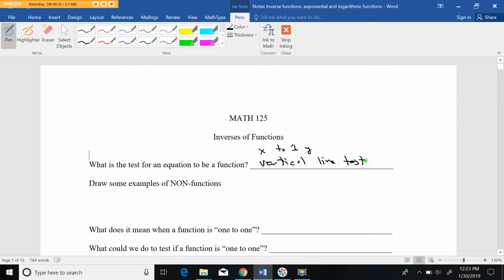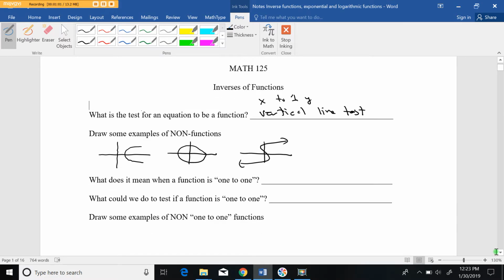If you can draw a vertical line through a graph and it touches two or more times, that graph is not a function. Examples of non-functions: sideways parabola-looking things fail the vertical line test. Circles or ellipses, things that look like this, fail the vertical line test. Things that look like this would also fail the vertical line test.